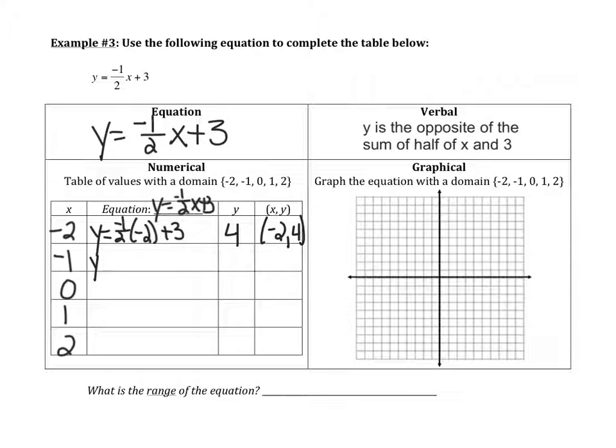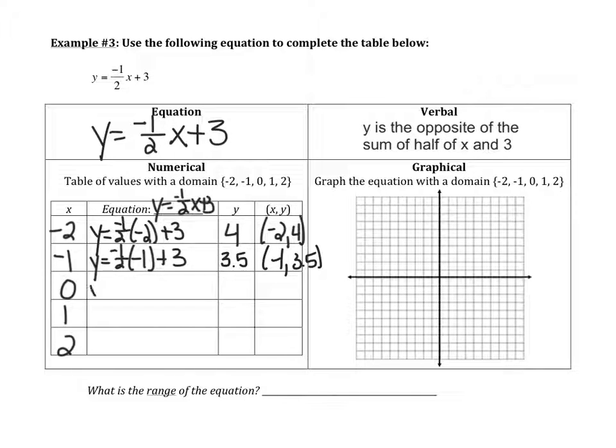Next, put -1 in, so -1/2 times -1 plus 3. A negative times a negative is a positive. Half of 1 is a half, plus 3 would be 3.5. We'll just leave it as 3.5, since I'm just going to graph this later, so I don't need to leave it as a fraction or anything like that. So my ordered pair would be -1, 3.5.